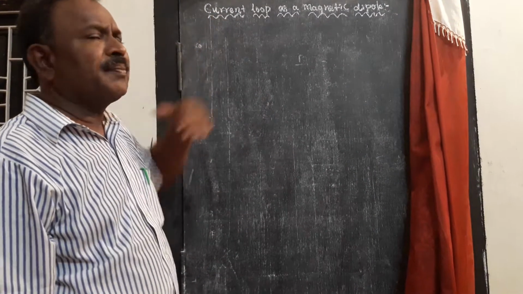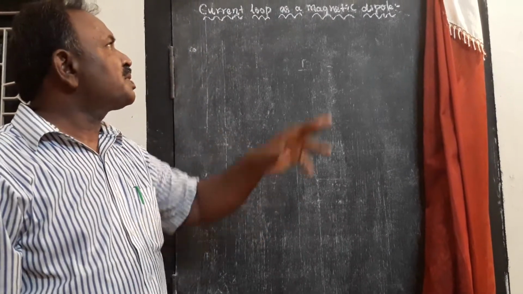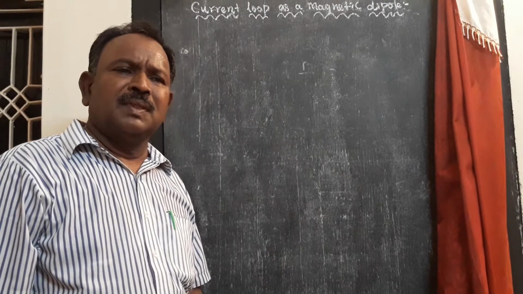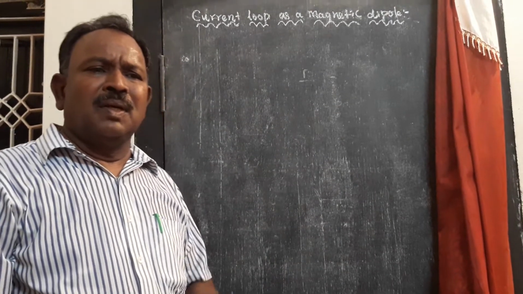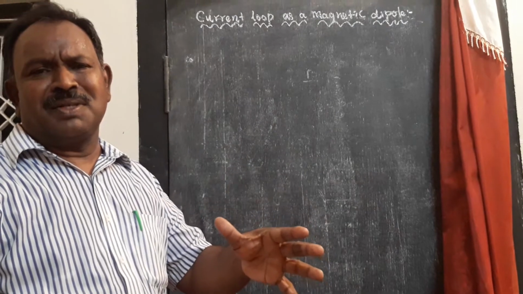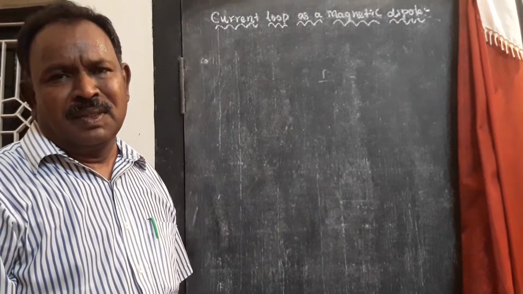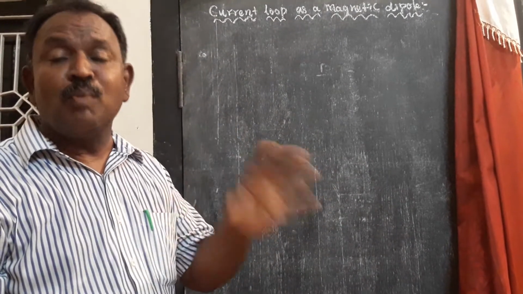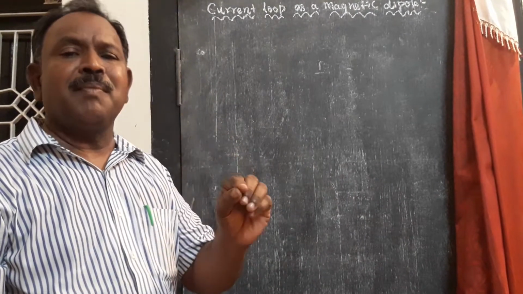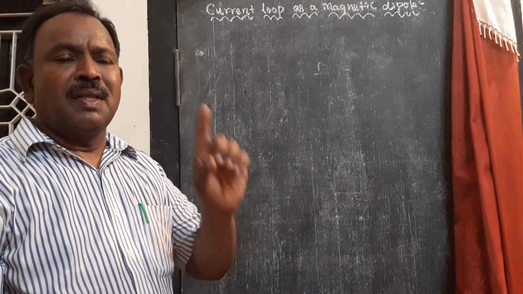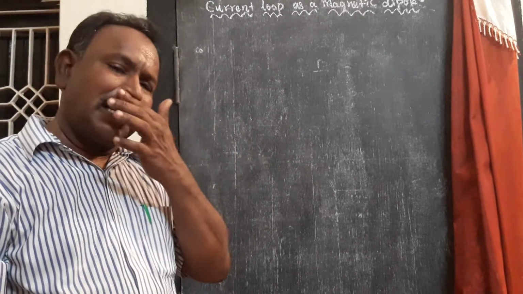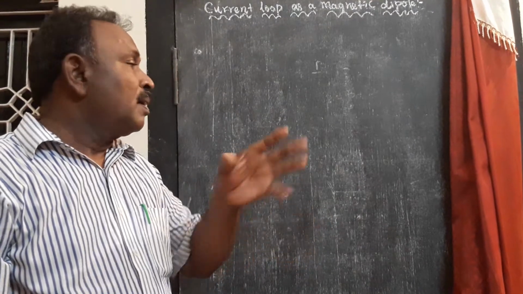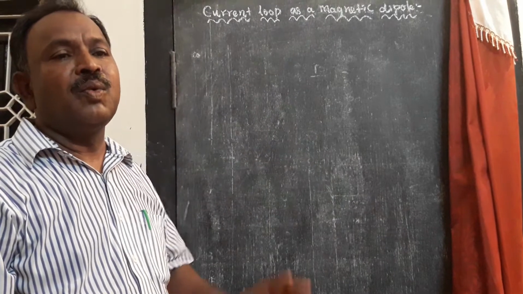Here we are going to see how a current loop is acting as a magnetic dipole. So you know what is a magnetic dipole. Magnetic dipole is nothing but two magnetic poles separated by a distance, and the magnitude of the magnetic dipole is given by the magnetic dipole moment, represented by Pm. Pm is equal to the product of the pole strength into magnetic length. So magnetic length is 2L, and the magnetic pole strength is given by Qm.